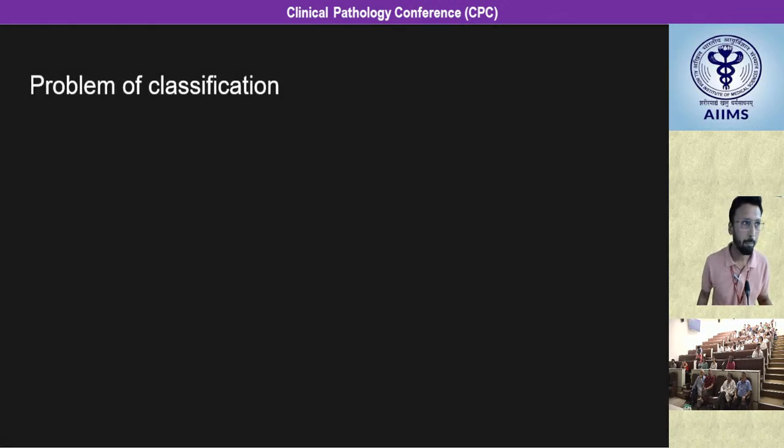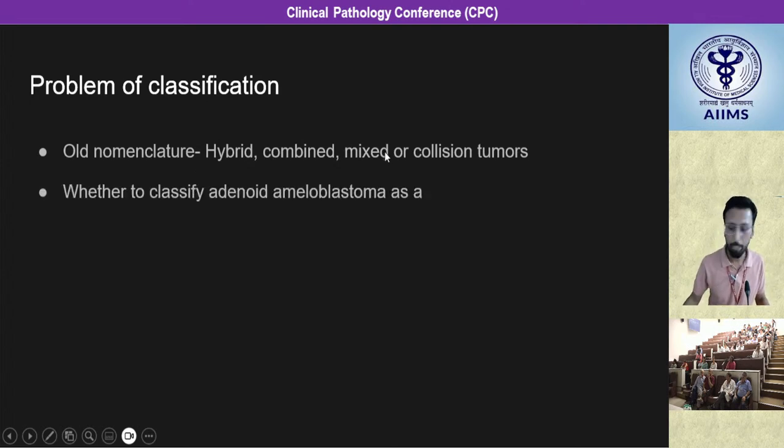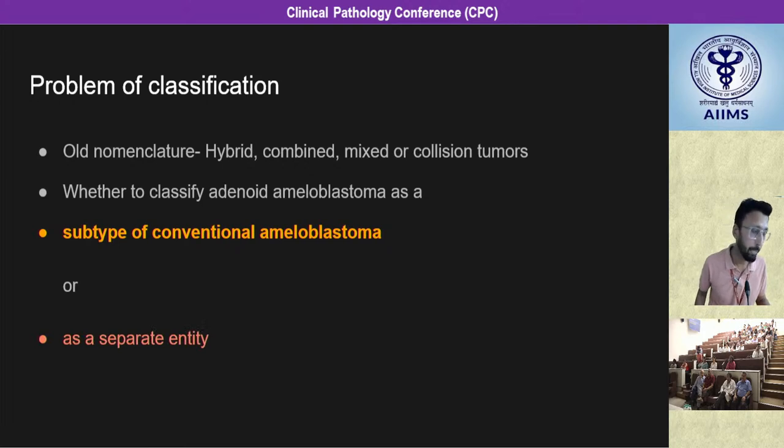So here lies the problem of classification, because it is showing histological features of AOT also, ameloblastoma also. It is slightly aggressive also. It shows a lot of recurrence also. So according to old nomenclature, in the old articles, it was represented as hybrid, combined, mixed or collision tumors. So is it better to classify adenoid ameloblastoma as a subtype of conventional ameloblastoma or as a separate entity? That is the main question, and a lot of authors have raised this query in their articles before the recent classification of WHO.